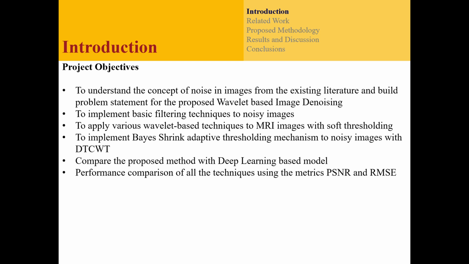First, to understand the concept of noise in images from the existing literature and build a problem statement for the proposed wavelet based image denoising. Then, to implement basic filtering techniques on noisy images, to apply various wavelet based techniques to MRI images with soft thresholding, to implement the BayesShrink adaptive thresholding mechanism on noisy images with the dual tree complex wavelet transform, to compare the proposed method with deep learning based models, and to compare the performance of all techniques using the metrics PSNR and RMSE.